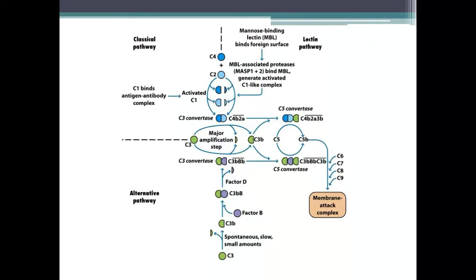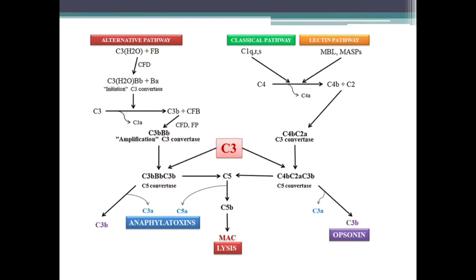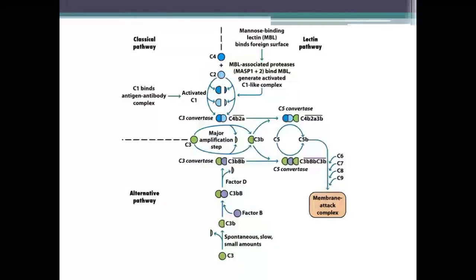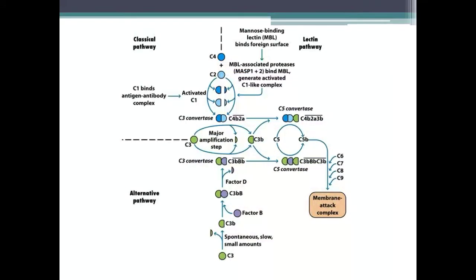Okay, so this is your lectin binding pathway, in which you can see that it works just like your classical pathway. Another thing is that the lectin pathway can directly or indirectly initiate the classical pathway and the alternate pathway. So this is the pathway in which it can activate the classical pathway, and it can also activate the alternate pathway.